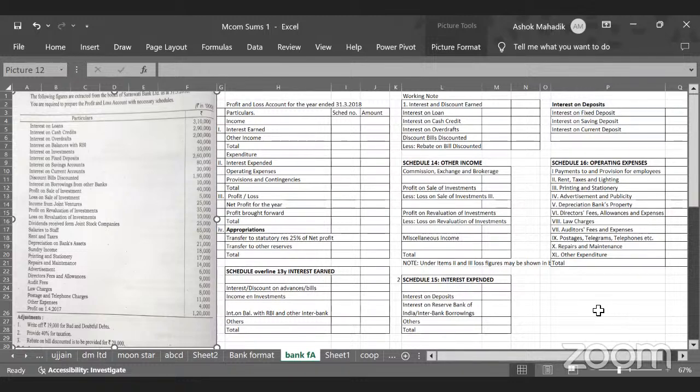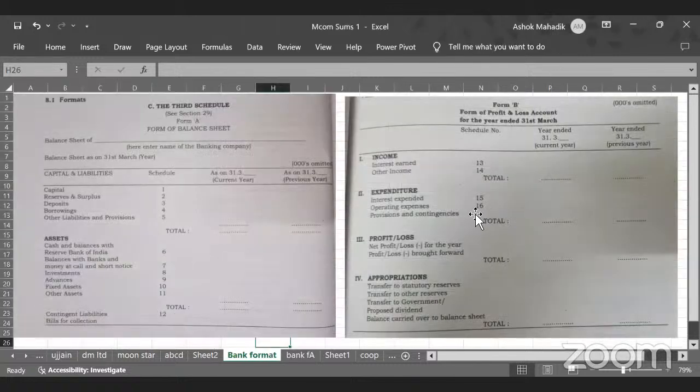Then we have write-off 19,000 for bad debts and doubtful debts. Okay, bad debts. I told you there is a schedule which doesn't carry any schedule number. It is below schedule number 16. If I could show you again, I'll share the screen. Okay, here. See below schedule number 16, there is one more schedule. It is titled provisions and contingencies. So these bad debts will appear as part of that schedule. Okay. Then provide 40% for taxation. So paying taxes is an expense again. Okay, but it will be shown in this schedule, provisions and contingencies. Okay, clear?